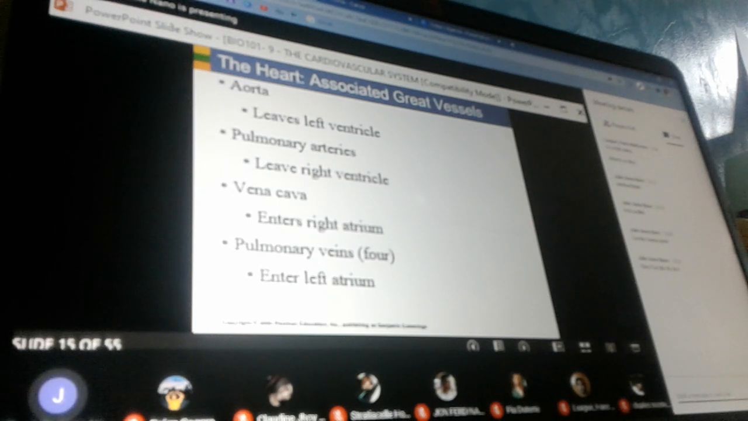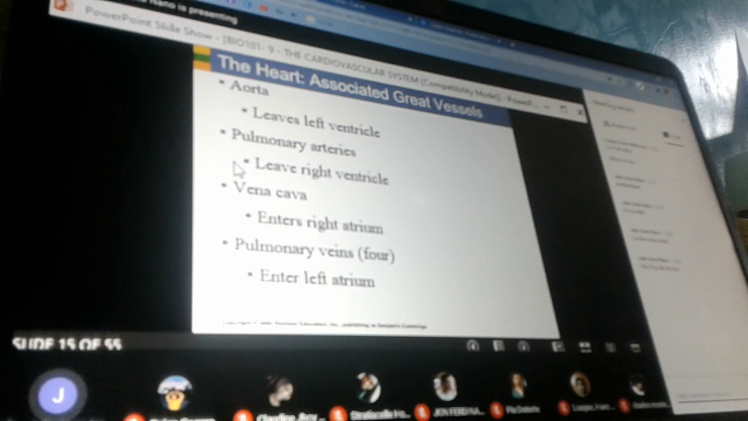Okay. So, the heart has associated great vessels. So, we have the aorta, which leaves the left ventricle. We have the pulmonary arteries, okay, which leave the right ventricle. We have the vena cava, and then the pulmonary veins, okay? So remember, class, that there are three types of blood vessels. We have the arteries, the veins, as well as the capillaries, okay?